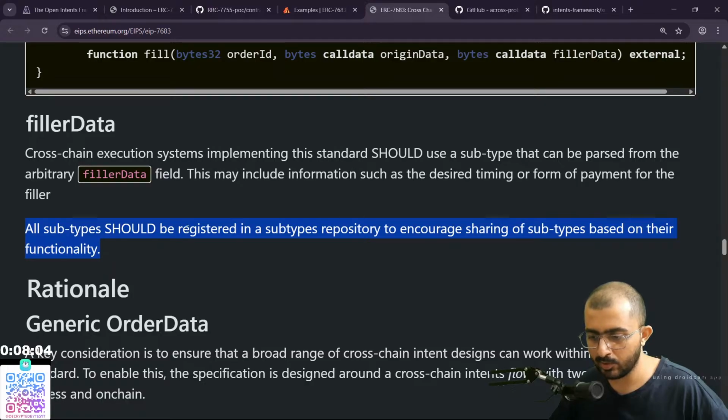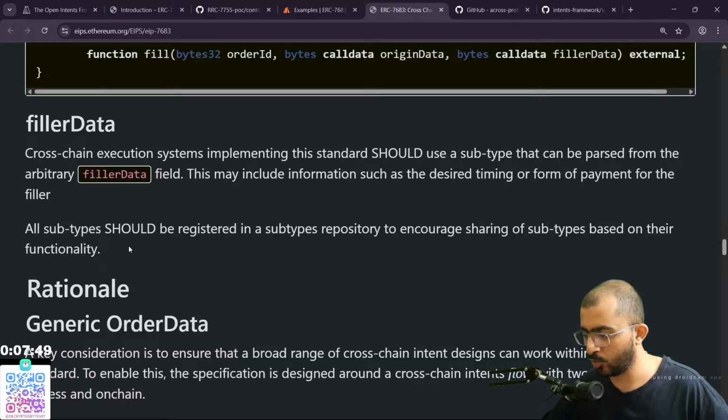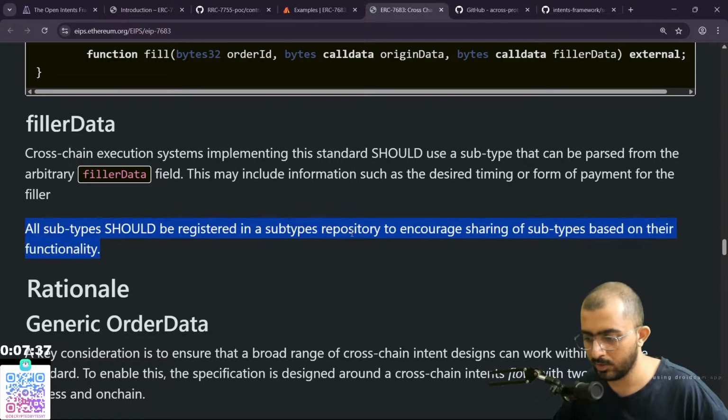All subtypes should be registered in a subtypes repository to encourage sharing of subtypes based on their functionality. Isn't there a better way to go about it? Sharing subtypes is great, but is there a good way? Just putting them in a repository, I don't think it is. Can we have something on chain? Who knows?